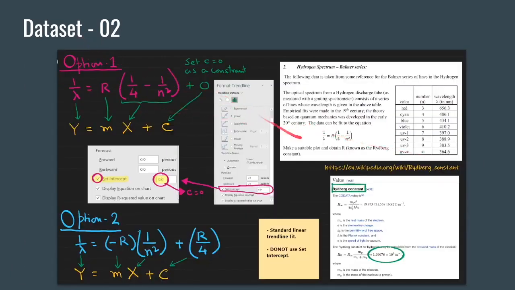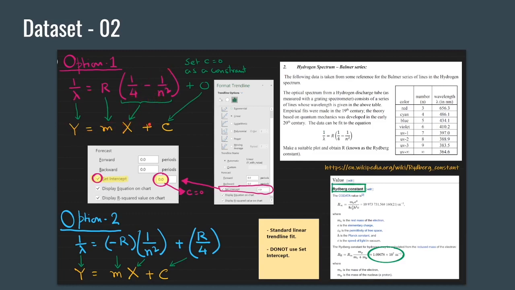Now the data set 2. For data set 2, you can express this in two different ways as well. One is, we note that if you write 1 over lambda as y, R as our slope, and we call this 1 over 4 minus 1 over n squared as x, then obviously in this model the intercept c becomes 0. So this now becomes a constraint in the model. We are choosing a model where our intercept is 0. You can of course plot this data. You can calculate what this 1 over n squared is and 1 over lambda is, and then calculate 1 over 4 minus 1 over n squared for x.